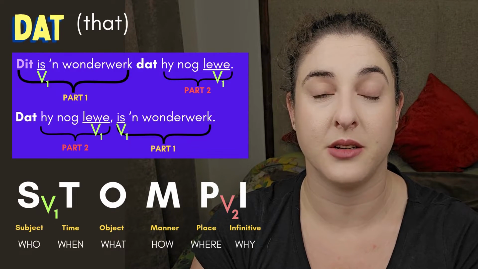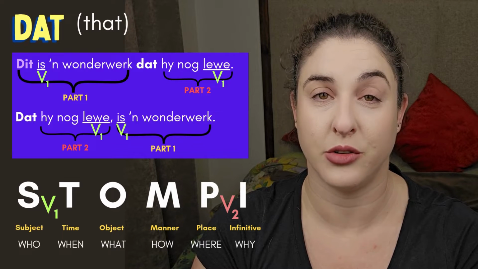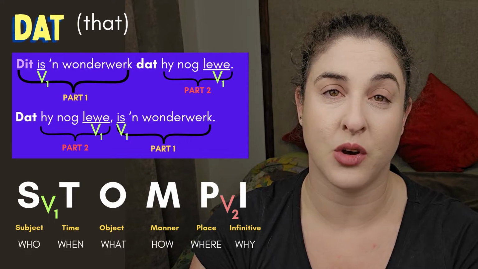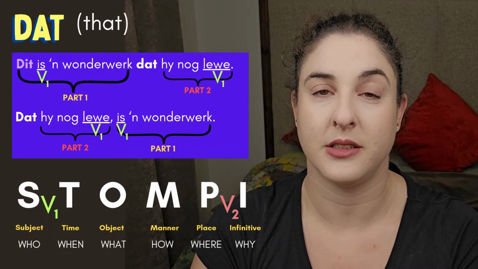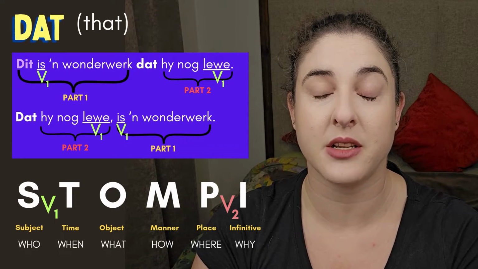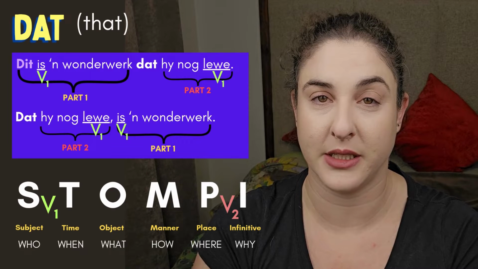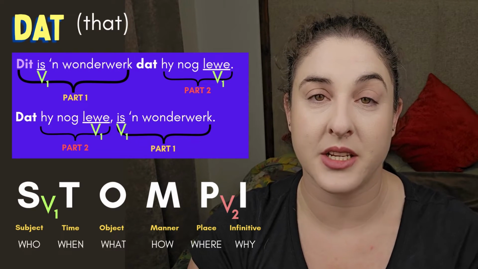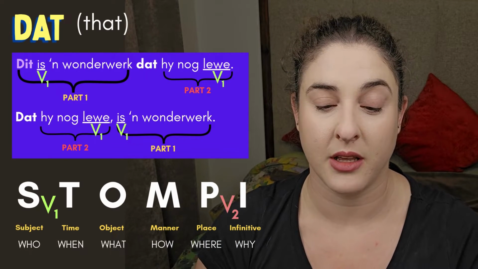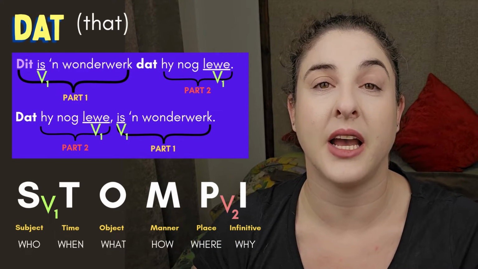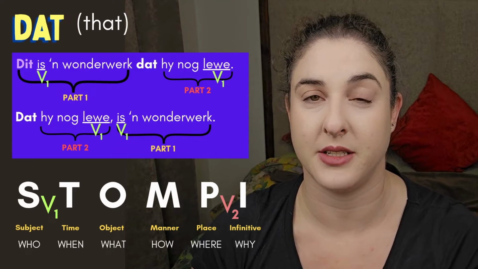But in this context, we're looking at it as a conjunction. Sentence example there: Dit is 'n wonderwerk dat hy nog lewe. Which means it is a miracle that he is still living. If you wanted to say it is a miracle that he is still alive, your Afrikaans sentence would be, dit is 'n wonderwerk dat hy nog lewendig is.